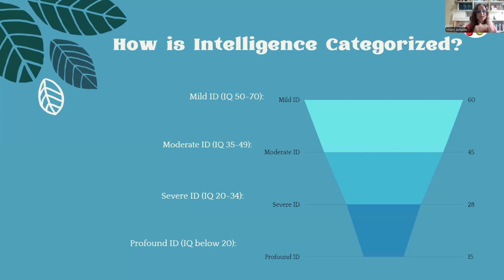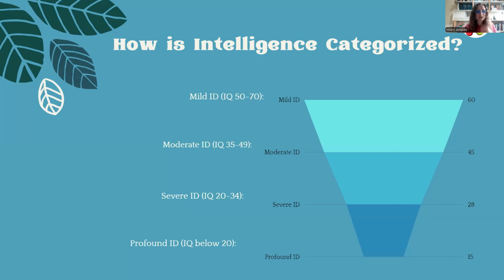ID is categorized into four categories: mild, moderate, severe, and profound intellectual disabilities. Mild ID requires an IQ between 50 and 70 points. This is the most common category. Individuals may learn basic life skills, read at a basic level, and hold simple jobs with support.